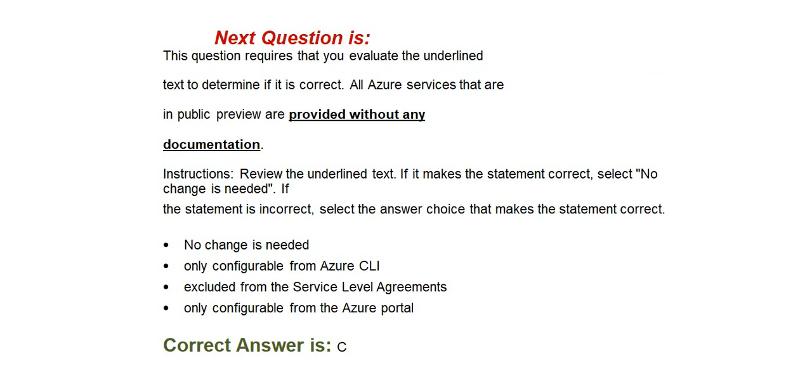Next question is, this question requires that you evaluate the underlying text to determine if it is correct. All Azure services that are in public preview are provided without any documentation. Options are no change is needed. Option B, only configurable from Azure CLI. Option C, excluded from the service level agreements. Option D, only configurable from the Azure portal. Correct answer is option C, excluded from the service level agreements.